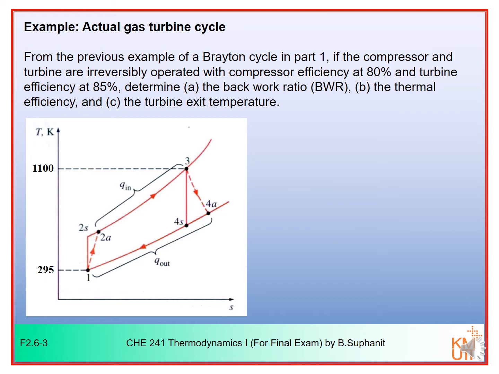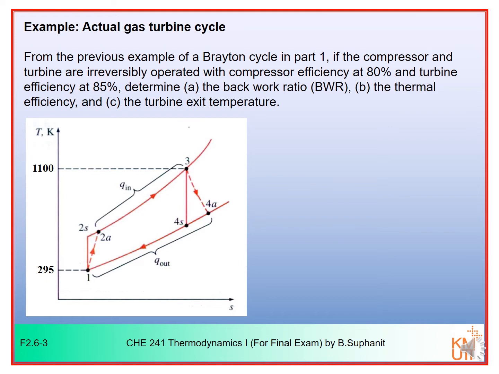Now, let's have a look at a calculation example of an actual gas turbine cycle. Here, we'll continue from the previous example of gas turbine cycle in part 2.4. But in this case, the compressor and the turbine are irreversible with 80% and 85% efficiency for compressor and turbine respectively. We want to determine the thermal efficiency, the back work ratio, and the turbine exit temperature or T4A.